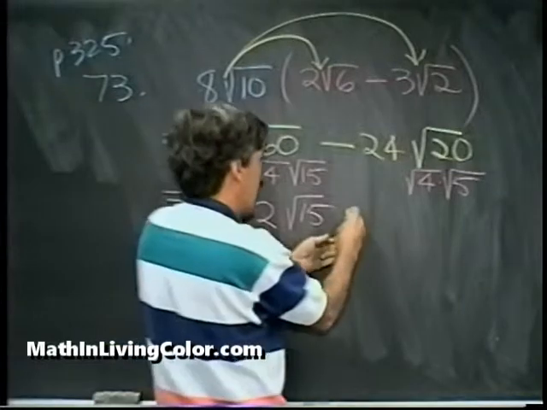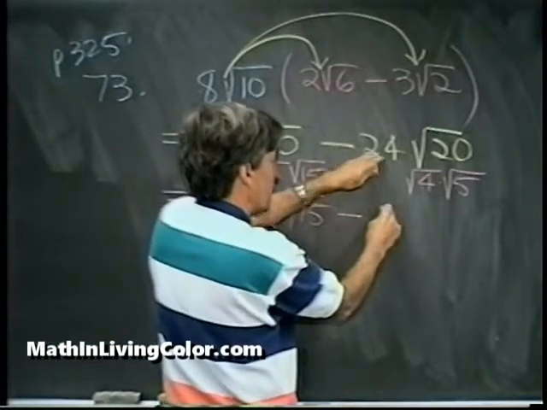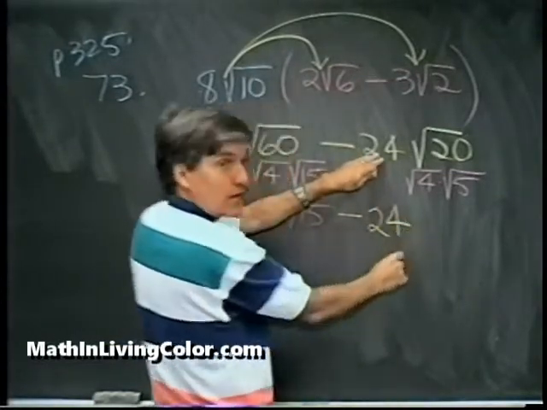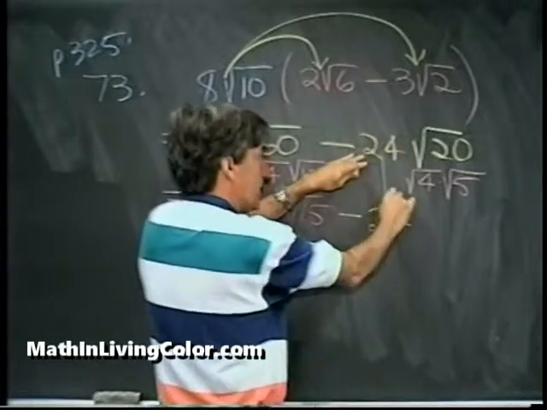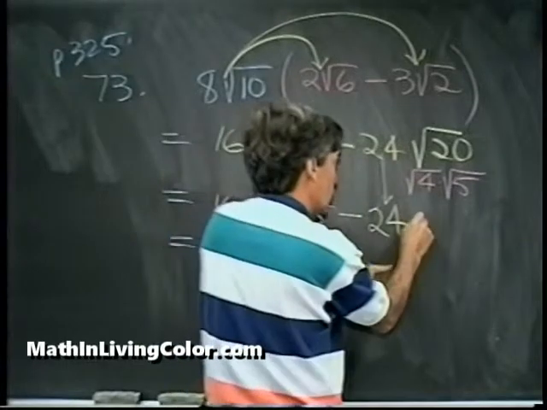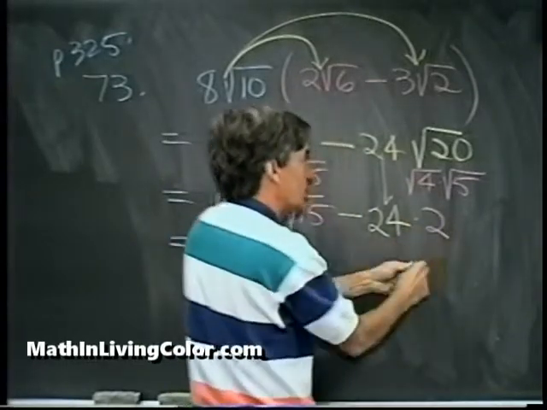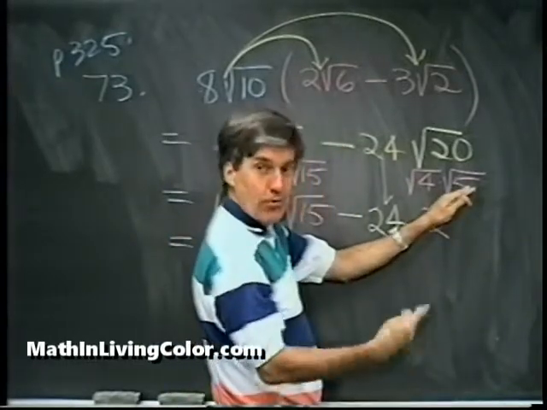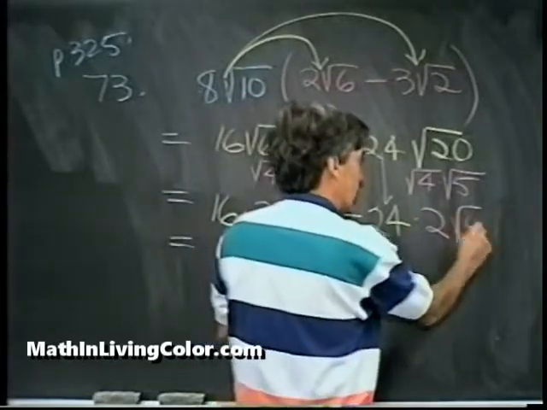And then we've got a minus sign. And we've got a 24 coming down. The 24 comes down. And the square root of 4 would be 2. And the square root of 5 is the square root of 5. So we just leave that as the square root of 5. Okay?